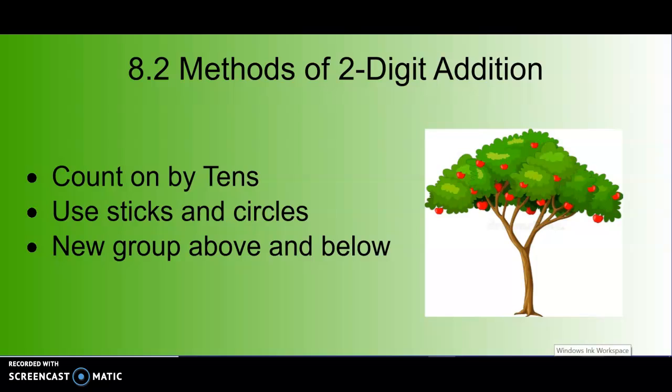Hi first graders, today we're doing lesson 8.2, Methods of Two-Digit Addition. The methods we're going to be focusing on today are count on by tens, using sticks and circles, new group above, and new group below.